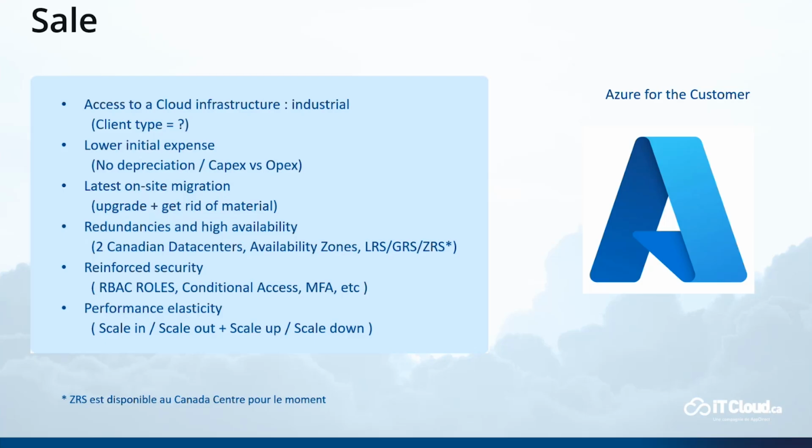Let's start with the sale. How and who? The customer needs to understand the advantage, the gain. He needs to see the opportunity. I like to make the comparison with the car world. On-prem is equivalent to purchasing a car, and the cloud is equivalent to renting a car. My best example is always with my father.